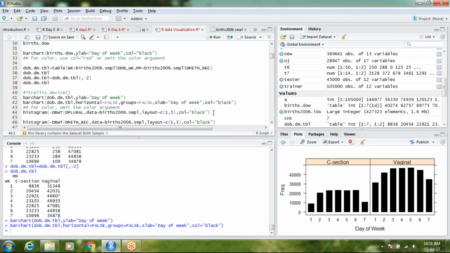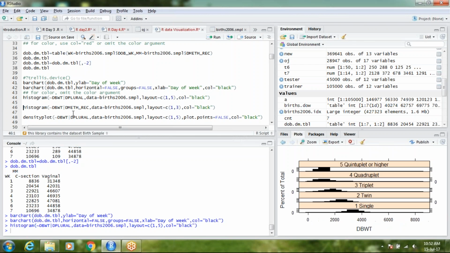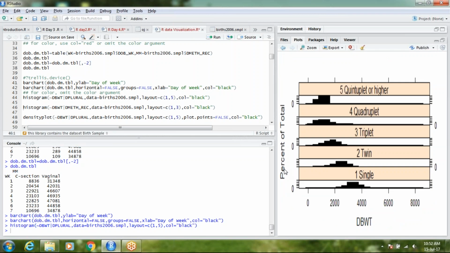So let's plot a histogram of the weight of the child along with the plural variable, which means how many births it was: a single, twin, or triplet. It doesn't look good this way, so let me show it like this.